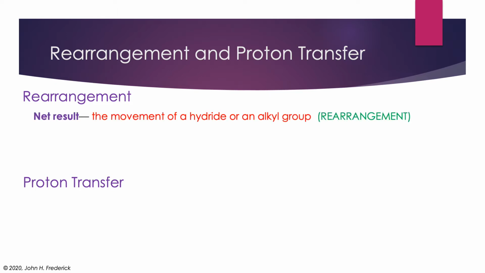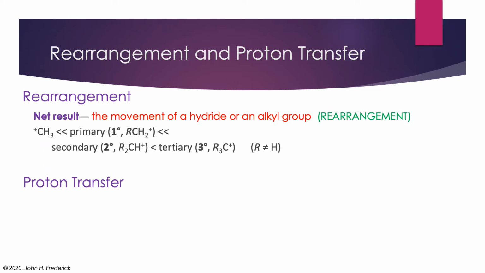In a rearrangement, the net result is the movement of a hydride or an alkyl group. Now, I call this a hydride, not a hydrogen. It's a hydrogen with two electrons that are moving from one part of the molecule to another, and that's going to be important. So this is basically an example of a rearrangement sort of reaction. Now, most of the time this is happening in carbocations.